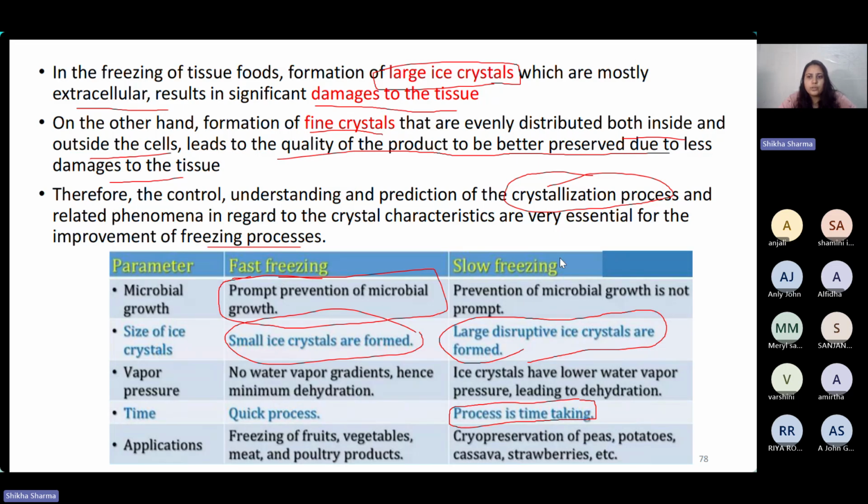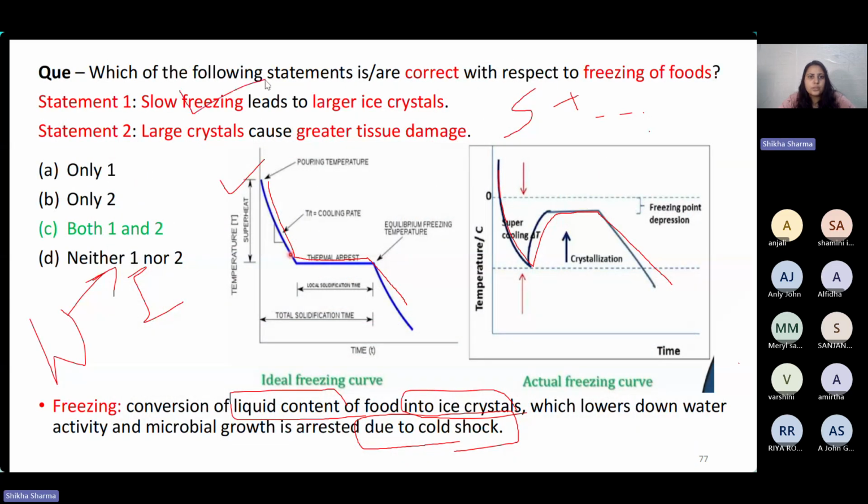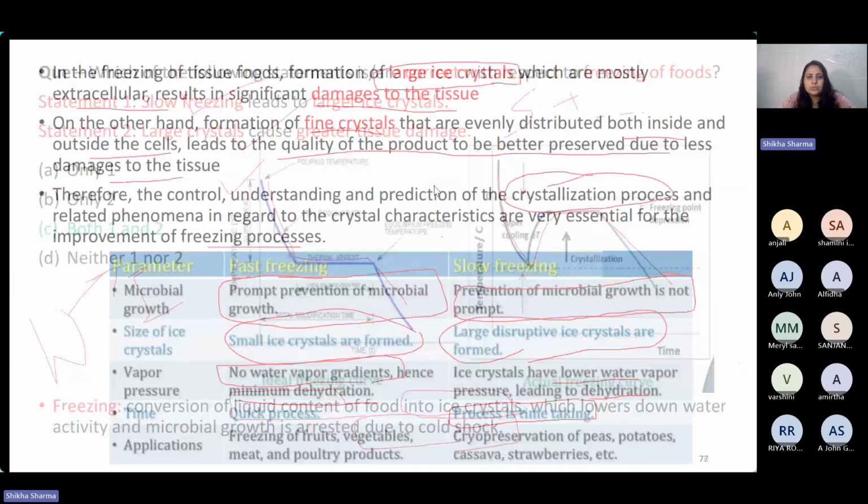In slow freezing, microbial growth is not prevented promptly, and the water vapor gradients will not be there. Hence, minimum dehydration will be there. Whereas ice crystals in slow freezing have lower water vapor pressure, leading to dehydration of the product. So, slow freezing leads to large crystals, and large crystals cause tissue damage. So, both are correct here.